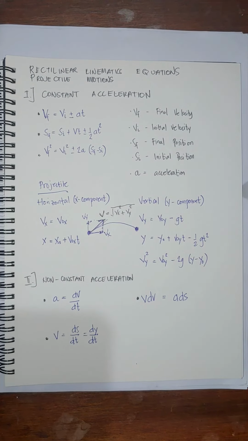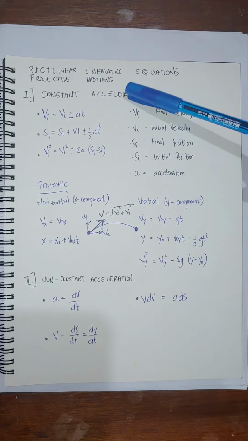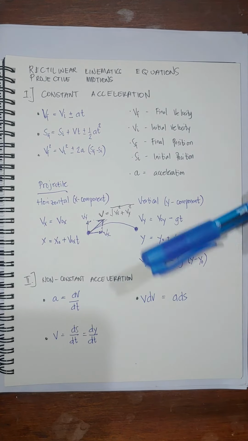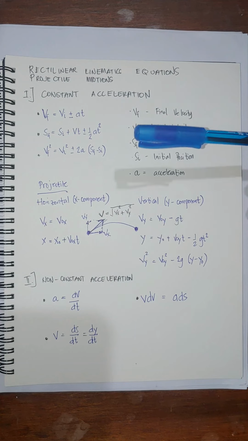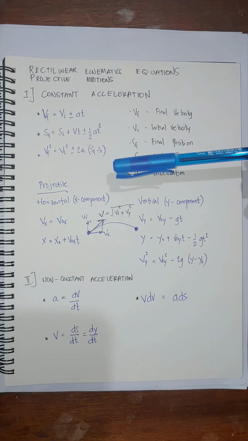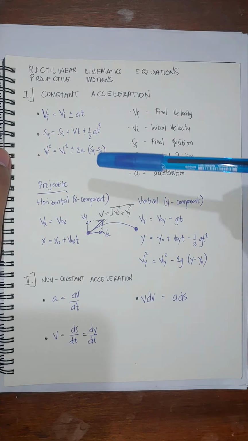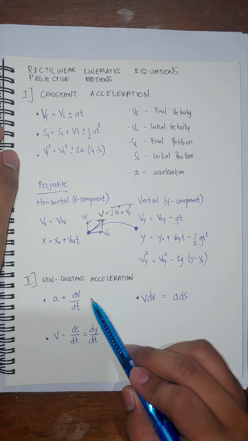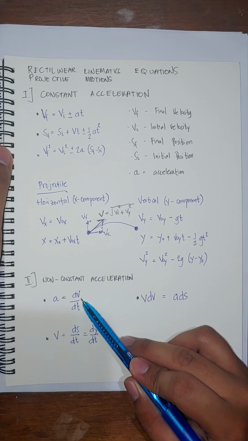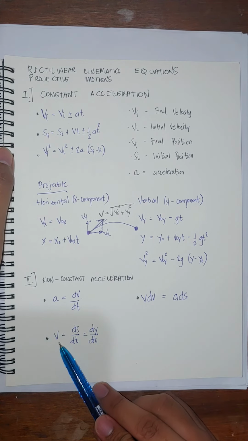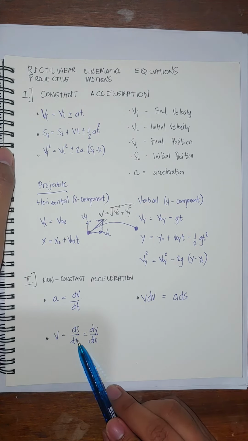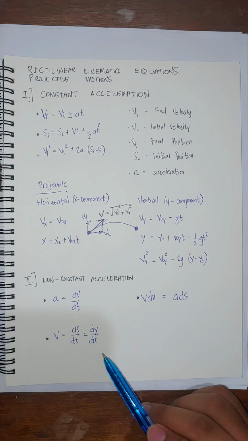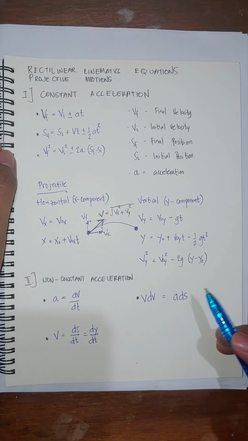If the given problem does not have a constant acceleration, it means that the acceleration of a particle is decelerating or accelerating as time goes by, then we use this non-constant acceleration formula. We know that the acceleration is just the derivative of the velocity with respect to time, and the velocity is just the derivative of the position with respect to time, or we can use dy over dt as in our future discussions.